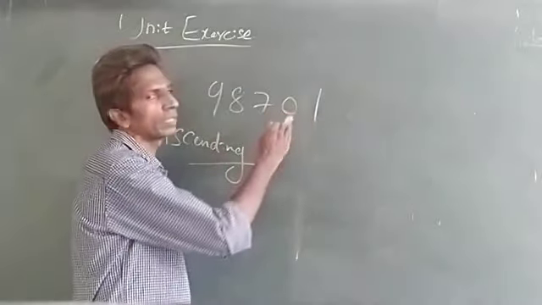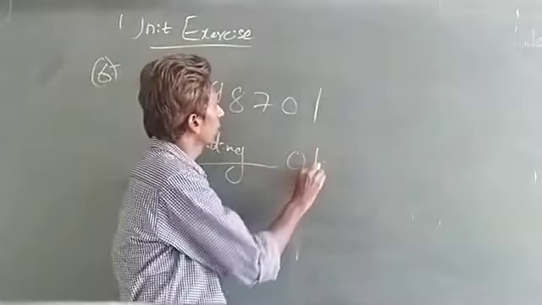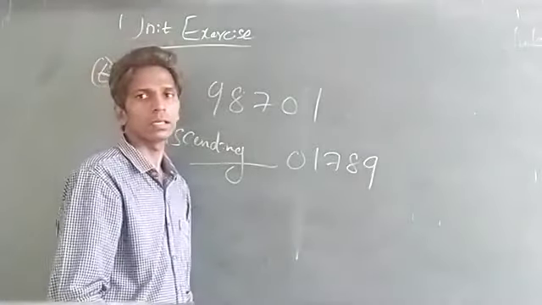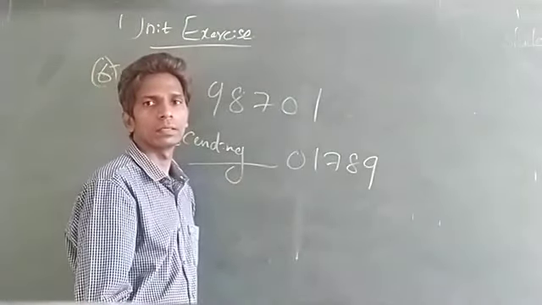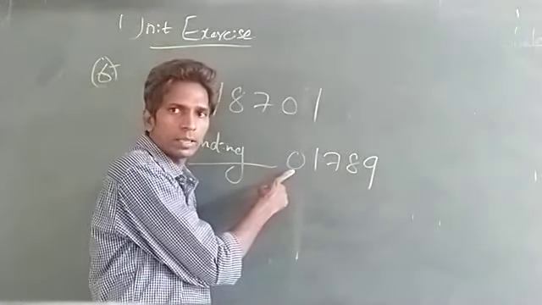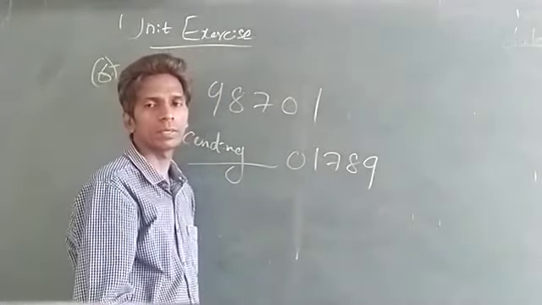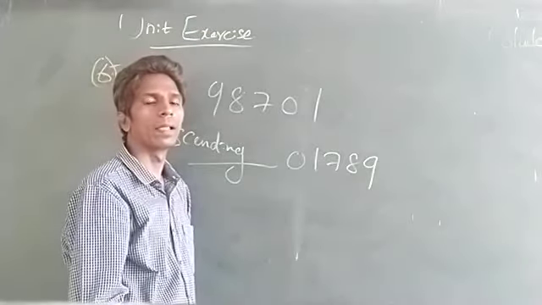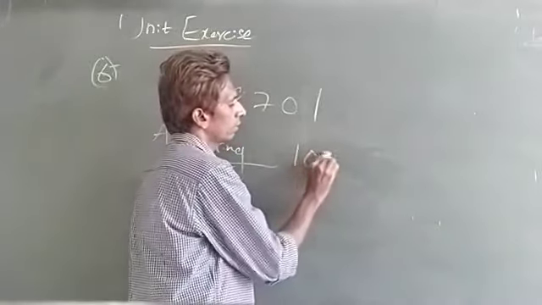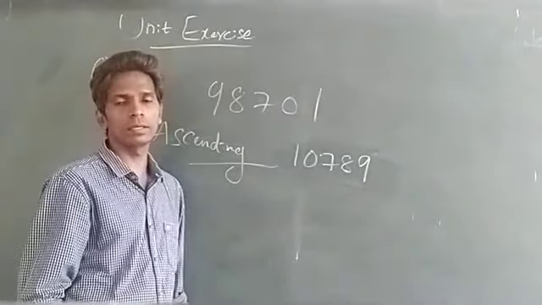So see, what is the smallest number? 0. But we don't want to write 0 first, because 0 1 7 8 9 would become a 4-digit number, but you want a 5-digit number, least number and greatest number. So we will write 10789. This is the 5-digit least number, the ascending order.